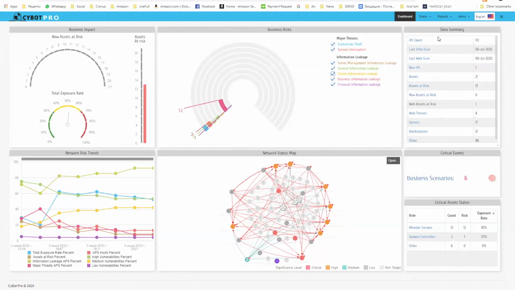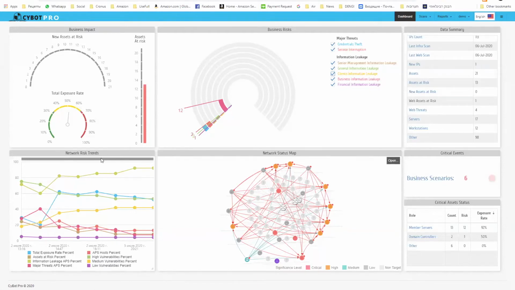Here is the amount of IP that was discovered, when was last infrascan, when was last web scan, how many IP were identified during last scan, how many assets at risk, new assets found during last scan, and many other pieces of information about the system that was scanned.